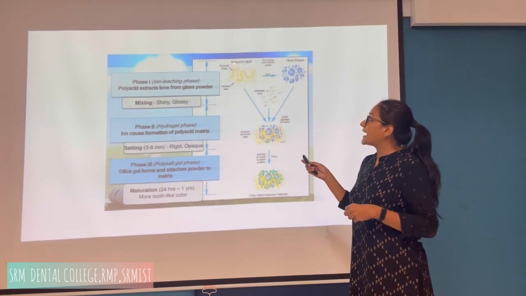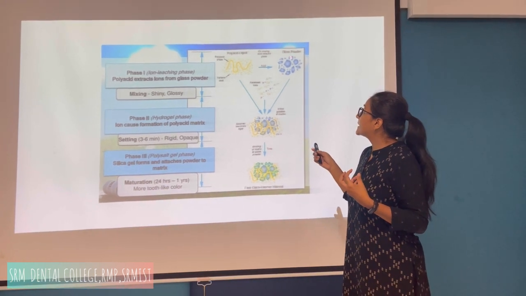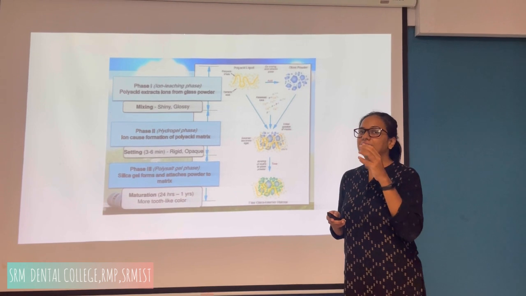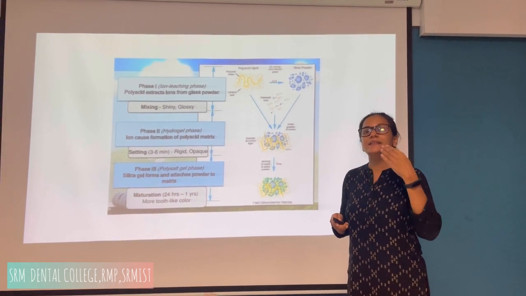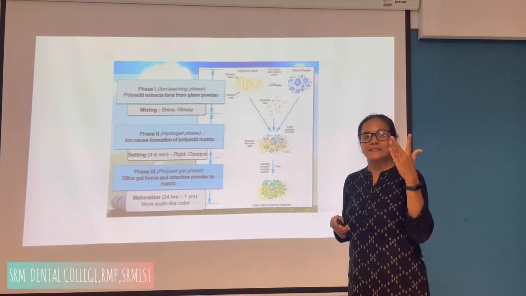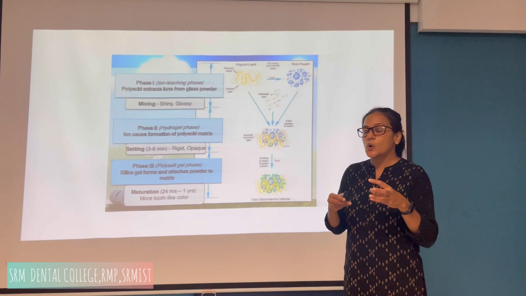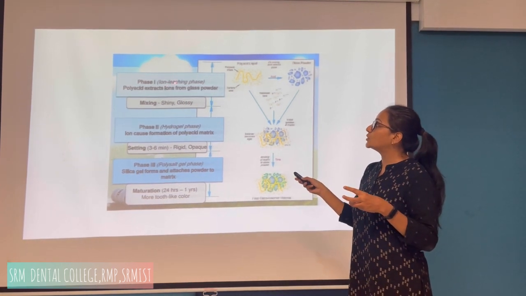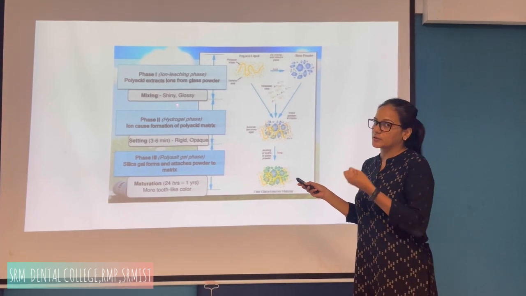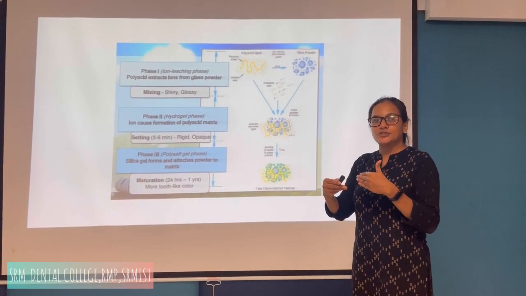Basically, when polyacrylic acid from the liquid comes and attacks the glass powder particles, you remember we said calcium, fluoro, alumino, silicate glass, all these ions leach out of the glass, which is calcium, aluminium, silicate, and fluoride. So that is called the dissolution or the ion leaching phase, where the polyacid will extract the ions from the glass particles. Following which the initial reaction takes place.